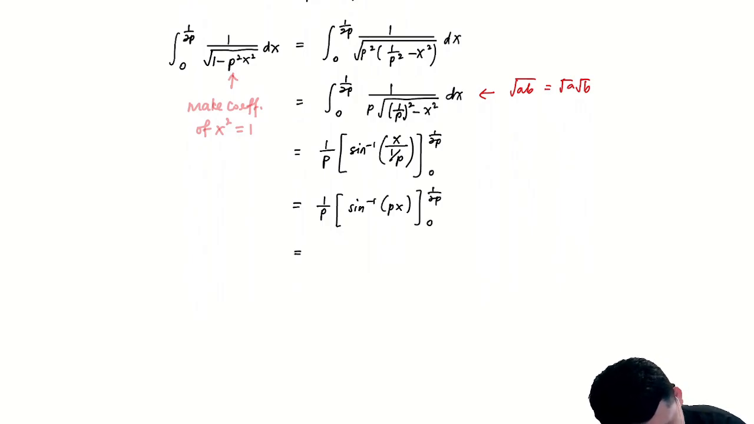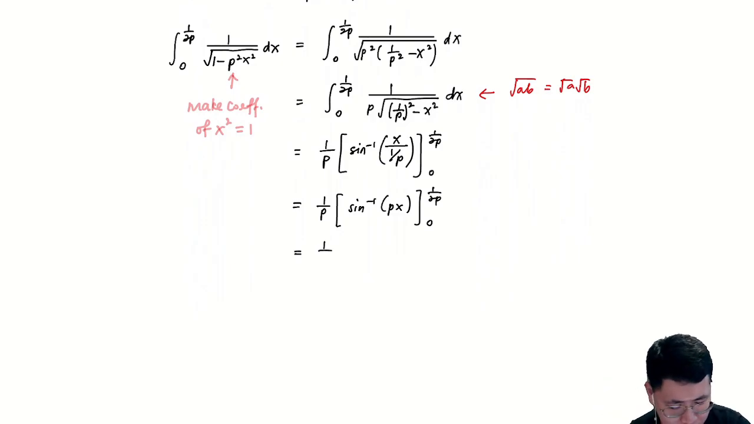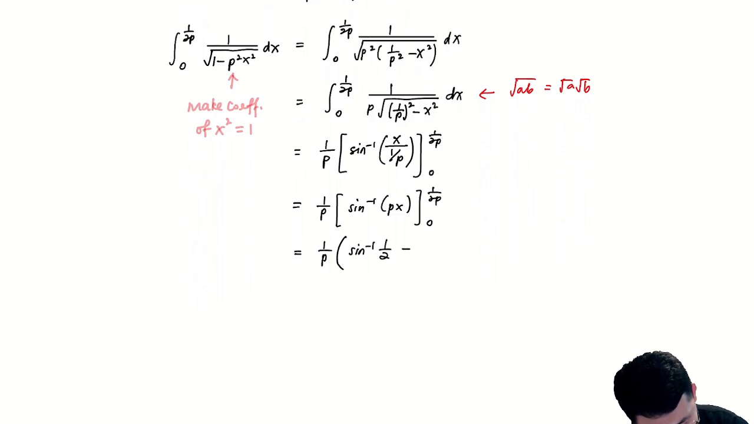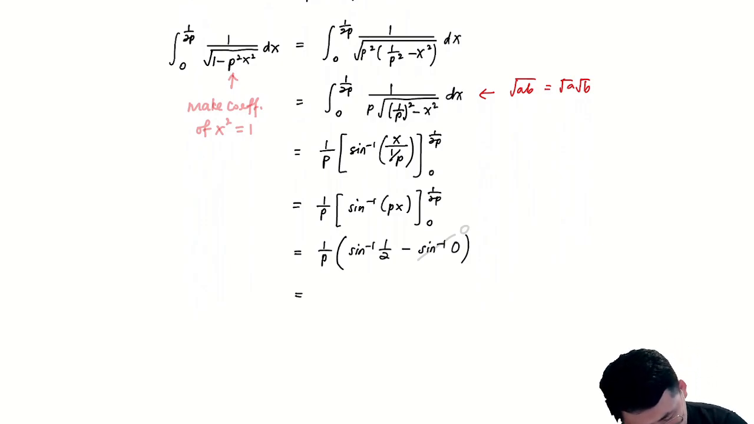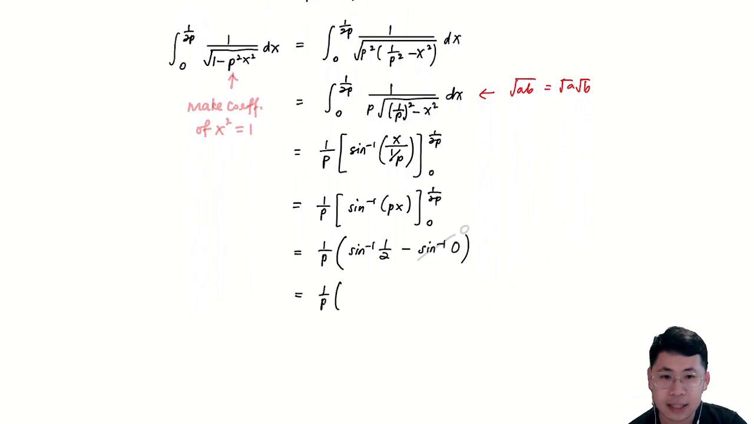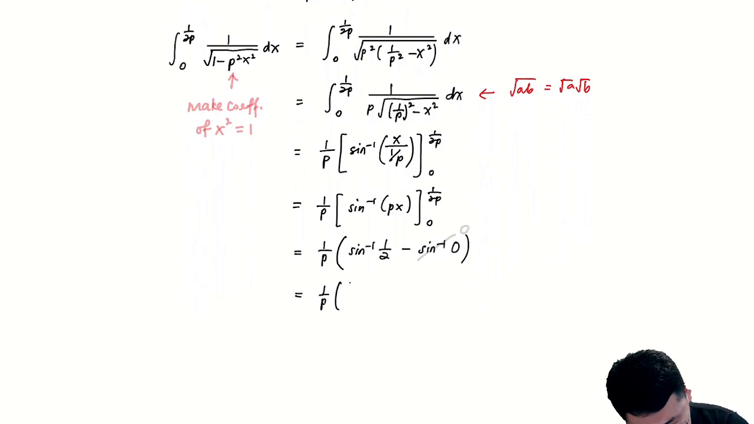Now let's try to evaluate. First I have sine inverse. So put in 1 over 2p, so I have a sine inverse of half. Then next I will have a 0 over there, so minus sine inverse of 0, and this value over here will also be 0. Now sine inverse of half. Which angle, when we take the sine of the angle, equals half? The angle is 30 degrees, so this is pi over 6. So altogether this is pi over 6p.